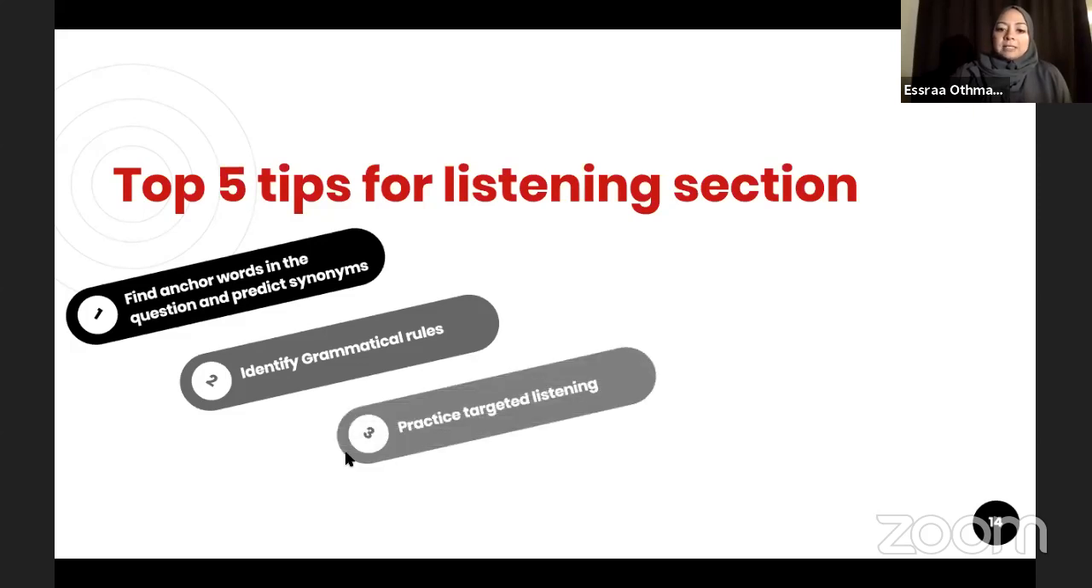Third thing is practice targeted listening. You will have a lot of unnecessary listening parts that you will not find any answers in. So try to practice how to target your listening by listening a lot to different conversations, trying to identify the main ideas of each conversation and if there are certain details for each idea. This helps a lot because you are going to find a lot of unnecessary information.